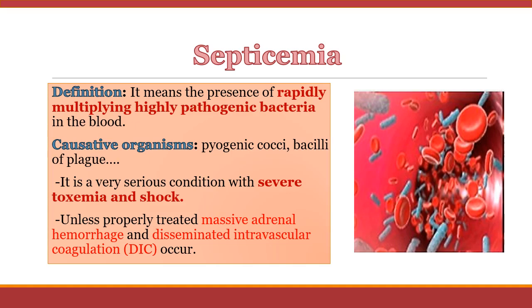So this is called disseminated intravascular coagulation. Disseminated means very widespread. Intravascular, because it is inside the vessels. Coagulation, because we have many thrombi inside the vessels. Thrombi mean plugs or clots. So disseminated intravascular coagulation, or DIC, is a very bad complication of septicemia.